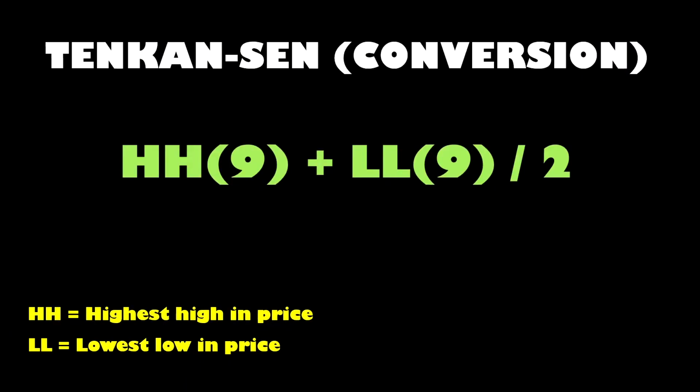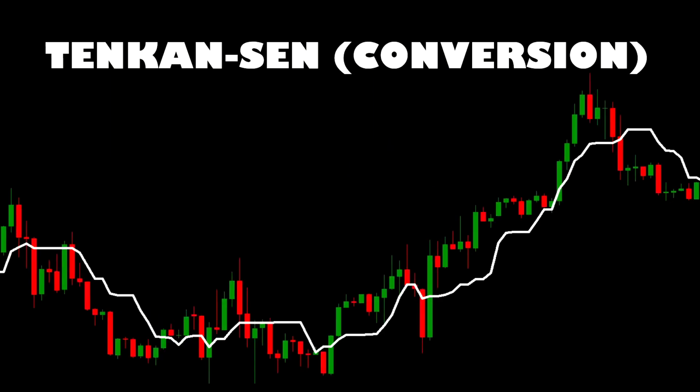We'll start with what is known as the conversion line. That is the TENKAN-SEN. Pretty simple for this one. You look back at the last 9 periods of price, you take the highest high and the lowest low in price from that look back frame and divide the total by 2. The result is then plotted as a data point on your chart and linked to the previous period's data point with a straight line. Here is a bunch of those data points connected together on an example price chart.